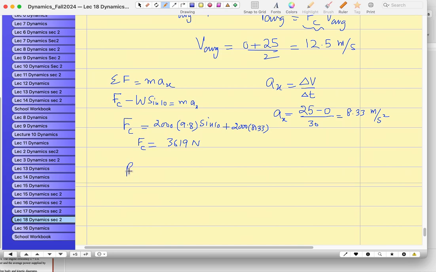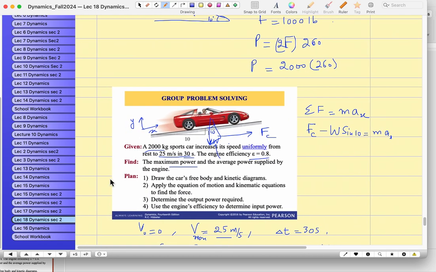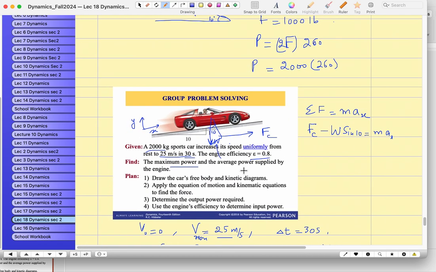Meanwhile, I can show you the maximum power formula, which is F car times V max. F car is 3,619 times the V max, which is 25. So that is equal to 90.47 kilowatts. This is the output power, okay? Are we required to find the input power? Supplied by the engine means the input power.